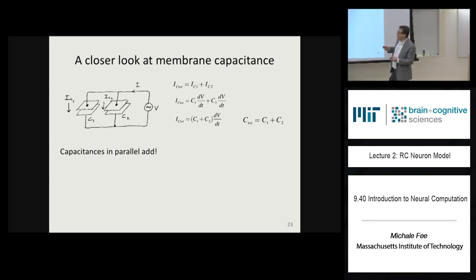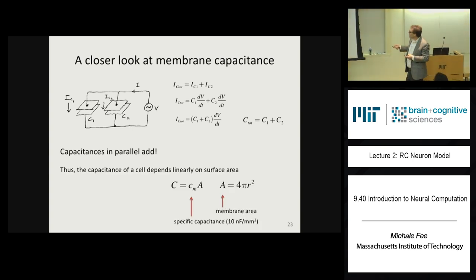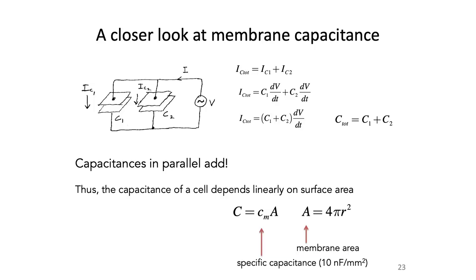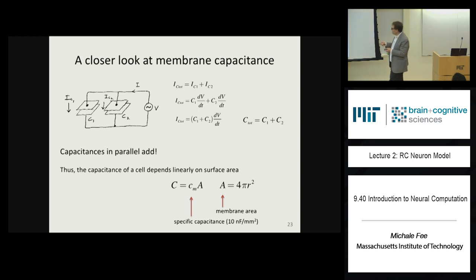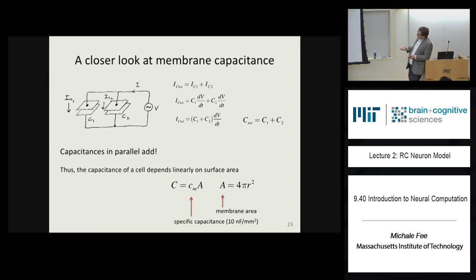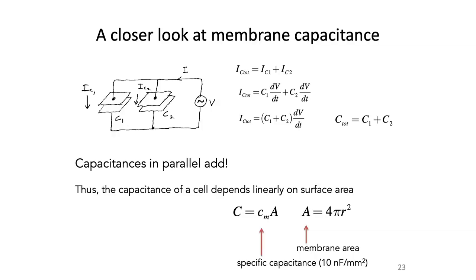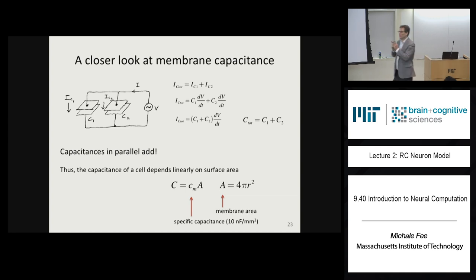So if you have a patch of membrane, you measure the capacitance. If you put another one next to it, you'll get the sum of those two capacitances. So the capacitance also scales with area. So we can write down the total membrane capacitance as capacitance per unit area times the area of the cell, right? And the area of a cell, if it's a sphere, is 4 pi r squared, where r is the radius, okay? All right, and this C sub m is called the specific membrane capacitance, and it's 10 nanofarads per square millimeter.